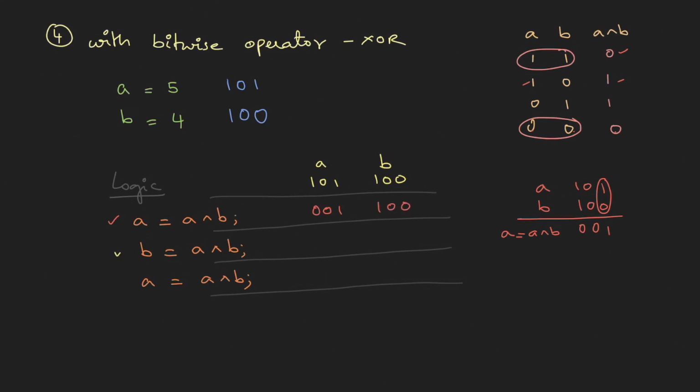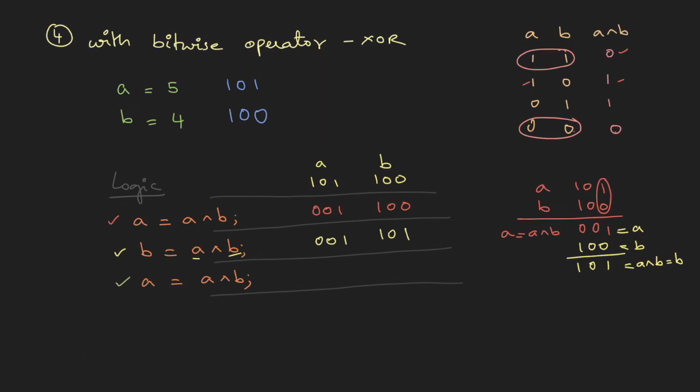Now going to the second iteration, basically we are doing XOR with A and B again. So this is the new value of A. B is 100. Now again let's do it bit by bit. Here it will be 1. This is 0 and this is 1. This is the new A XOR B. This we are storing in B. So 1 0 1. A remains the same, 0 0 1.